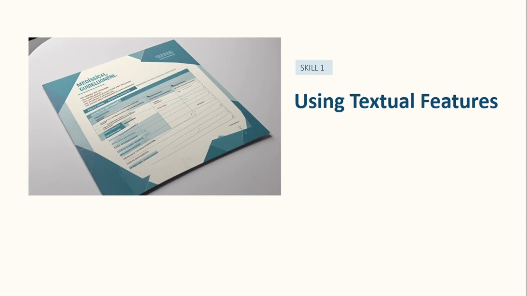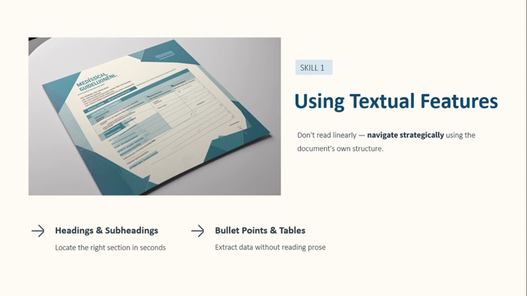Using textual features. Instead of reading everything word by word, focus on headings, subheadings, bullet points, tables, graphics, and visuals. These features guide you directly to important information. For example, if you are looking for dosage instructions, a table or bullet list will often contain the answer much faster than a full paragraph.